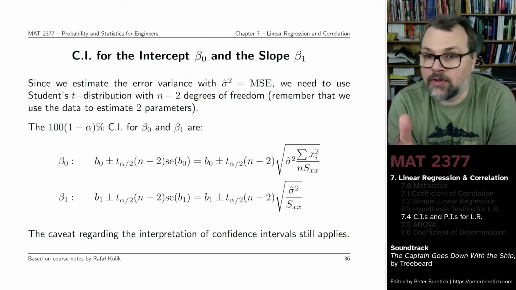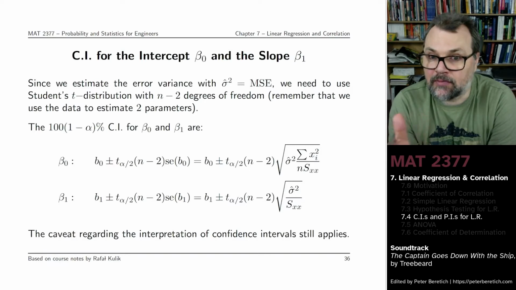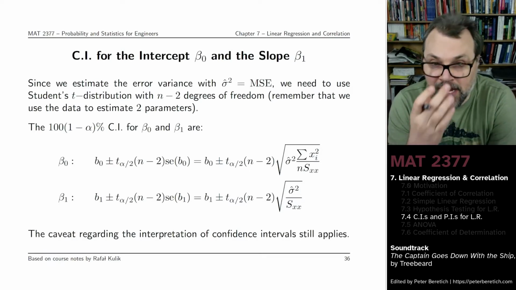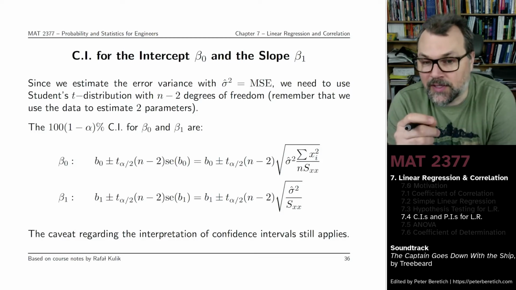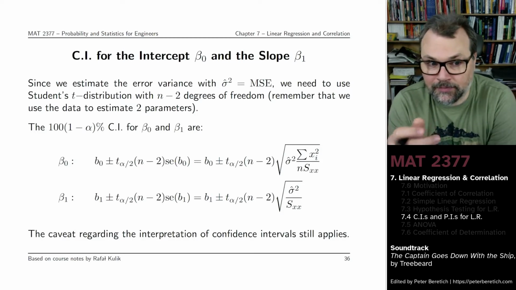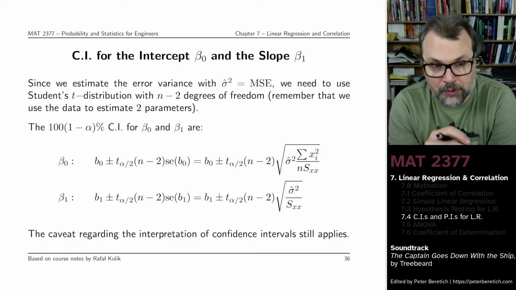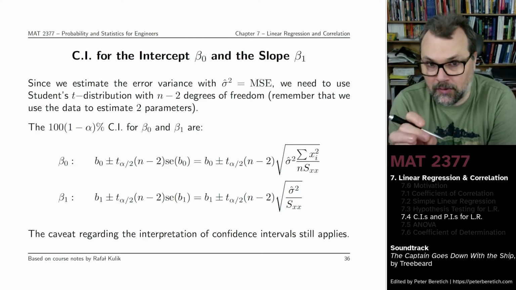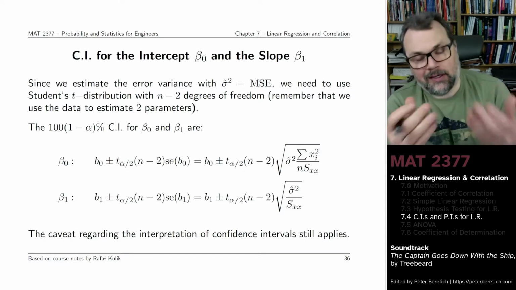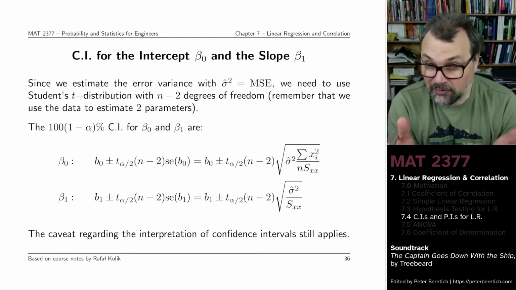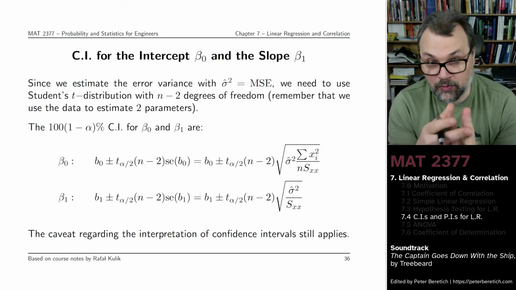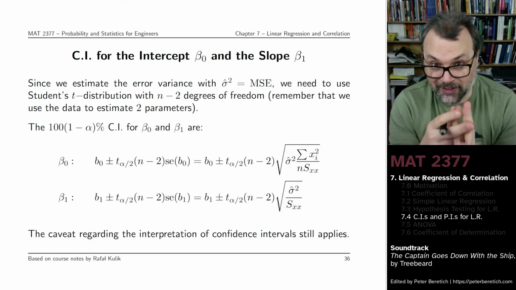Let's start with the confidence intervals for the intercept and the slope. These are the easiest ones to compute. We've estimated the error variance with the mean squared error, sigma hat squared. That requires us to use Student's t-distribution with n minus 2 degrees of freedom, right? The degrees of freedom here are basically the denominator of the sigma estimate. And so we use the data to estimate two parameters along the way in order to get the sigma hat squared.